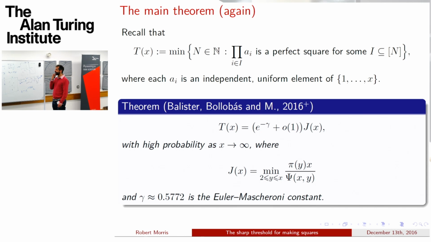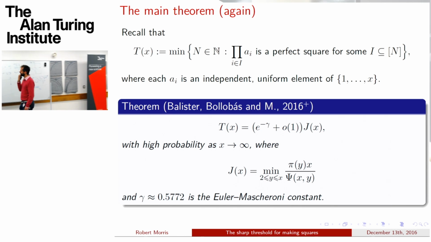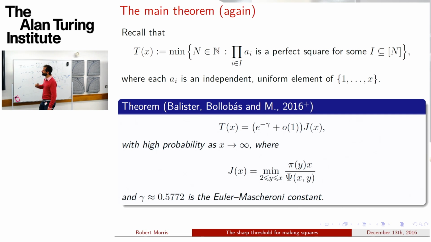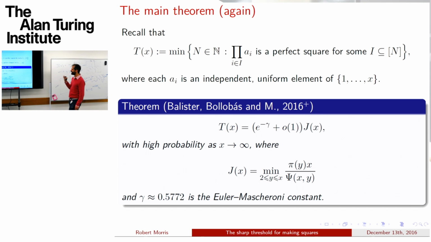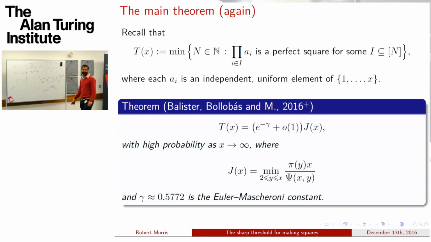Okay, here's the main theorem again. The threshold for a random set of independent uniform elements of 1 to x to contain a subset whose product is a perfect square is 1 plus 1, this e to the minus gamma. Sorry, gamma is this funny Euler-Mascheroni constant, which is very familiar to number theorists, perhaps less to us.